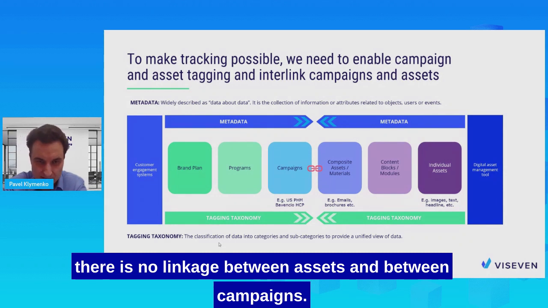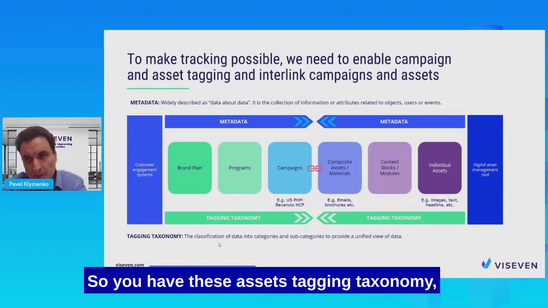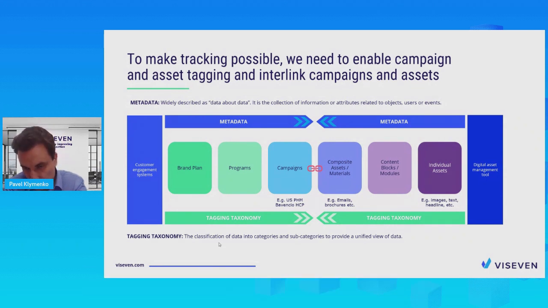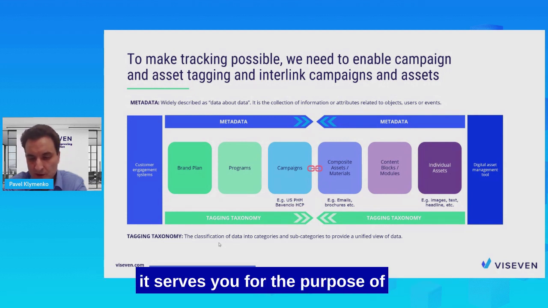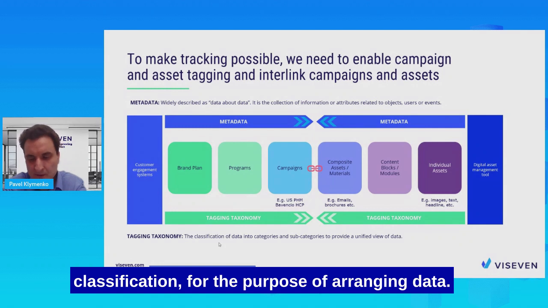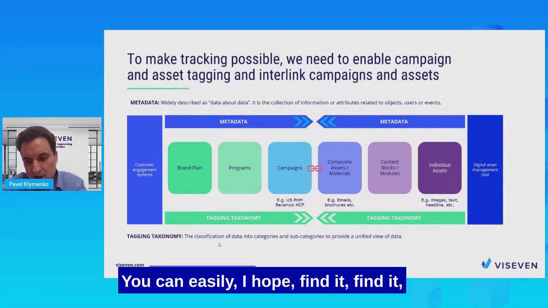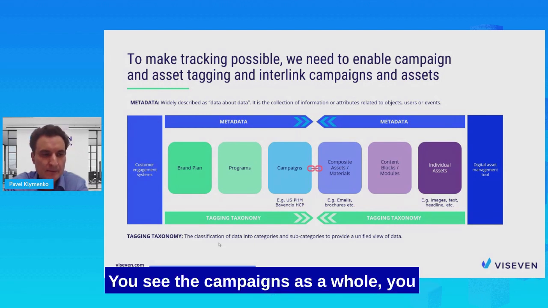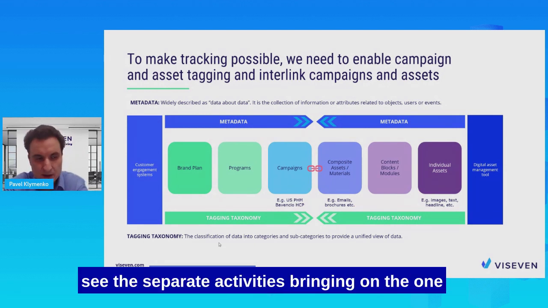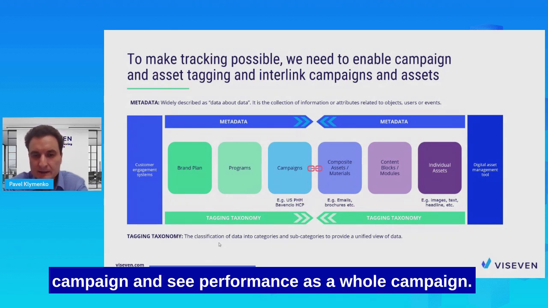On this slide, we are really showing that in most cases there is no linkage between assets and campaigns. You have this asset tagging taxonomy. You tag different modules, different assets, and it serves the purpose of classification and arranging data. You can easily find it, reuse it, and more. By the campaign taxonomy, you see the campaigns as a whole. You see the separate activities within one campaign, and see performance as a whole campaign.